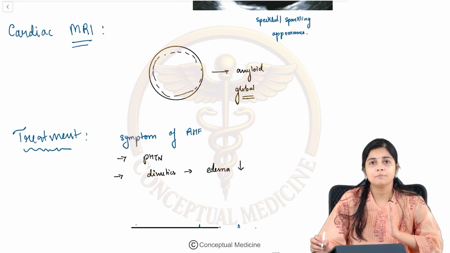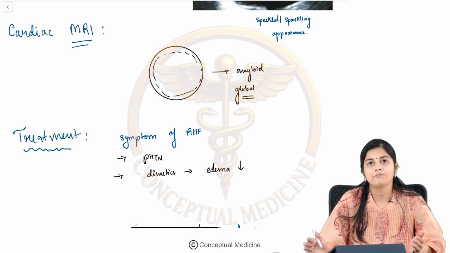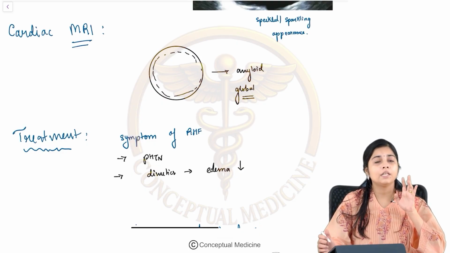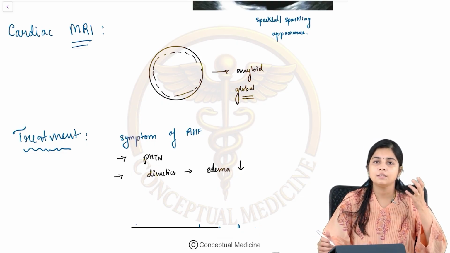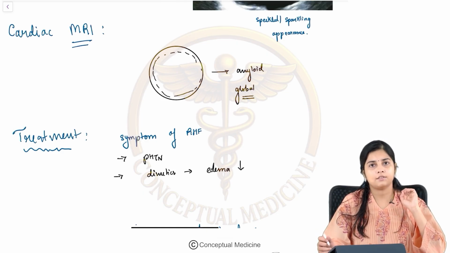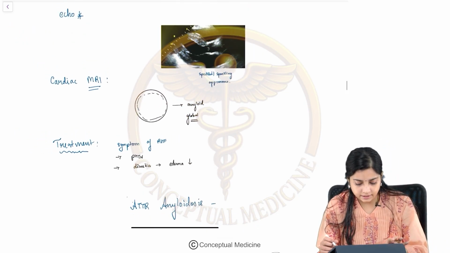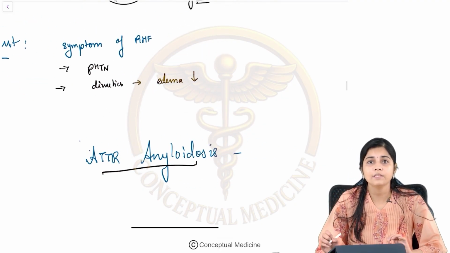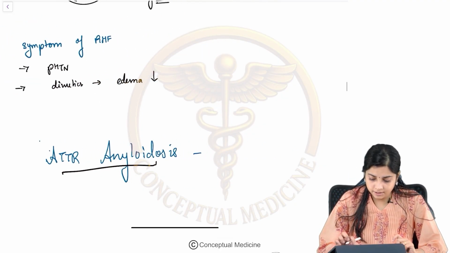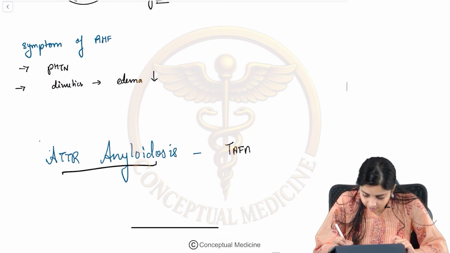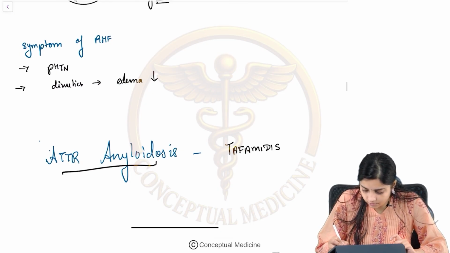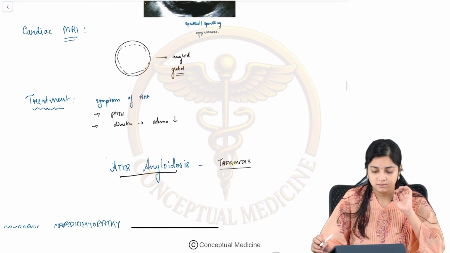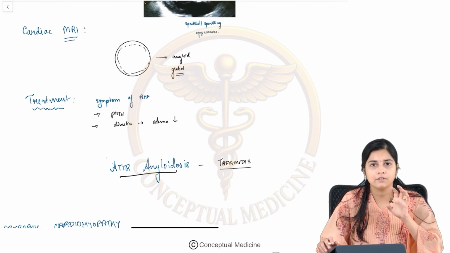Beyond this symptomatic treatment, we do not have much to offer for the treatment of restrictive cardiomyopathy. But if you find the underlying cause and you treat the underlying cause, then definitely you can treat the restrictive cardiomyopathy. Right? We have a special drug which is used in the management of ATTR amyloidosis, which is called tafamidis. Okay, so that is about the management of restrictive cardiomyopathy.